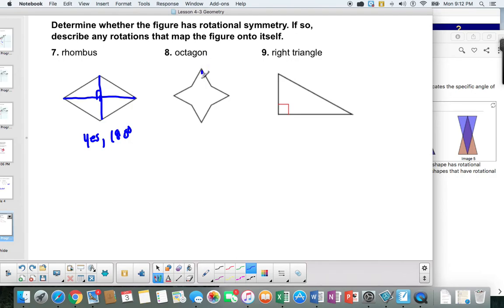Now here, it looks like you're going to be able to get away with 90 degrees for this to match onto that. So we're going to say yes, this will be 90 degrees and 180 degrees. And the triangle, no rotational symmetry. You put a center right here or here or somewhere there. It's going to take 360 degrees to do that. And this is the end of the screencast.